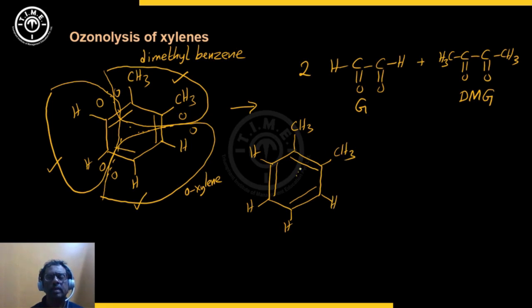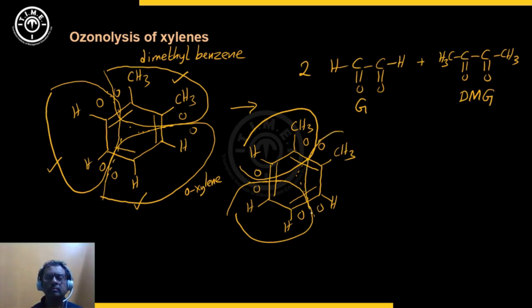Again break the double bond. On either side attach O, double bond O. This side O, that side O. Also here O and O. Let us look at this. This is glyoxal. But look at this. What is this? This is only methyl glyoxal. And this also only methyl glyoxal.